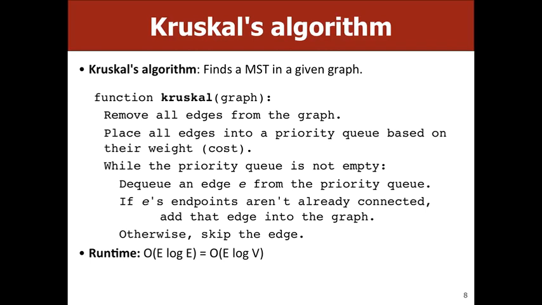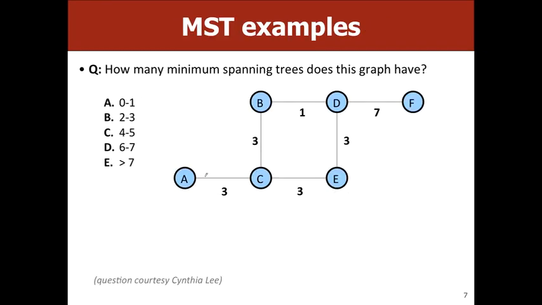Yeah. So if E's endpoints are already connected, as an example here, if we had included this edge and this edge, and then we're looking at this edge from D to E now. D to E is already connected, and you can go this way to get from D to E. So if we were to connect it this way, we now have a cycle, which breaks the minimum spanning tree. Awesome question.